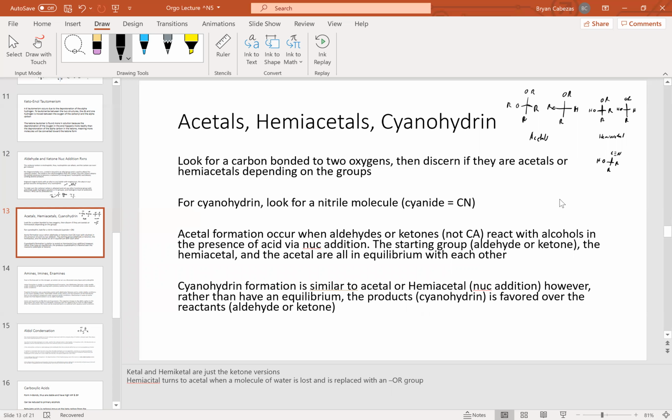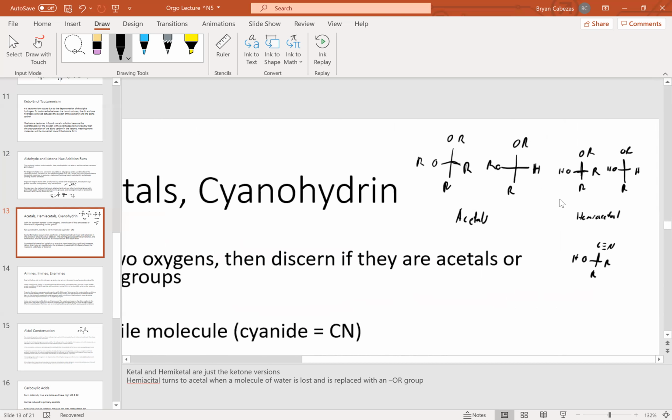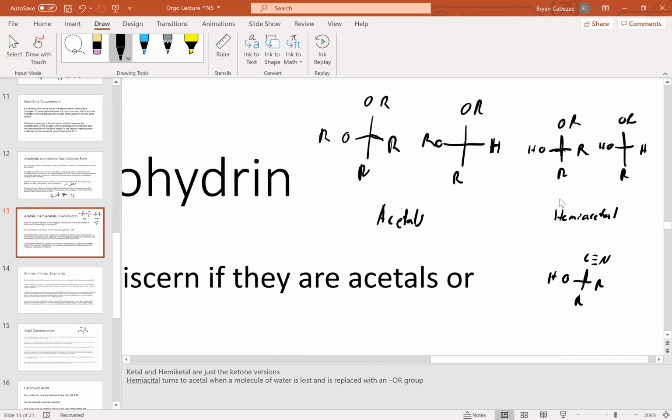Okay, so why are these relevant? Well, basically they're found a lot in biochemical molecules, like carbohydrates. That's why they're important, and why we are studying them. But first, how do we form these groups? So I'm just going to erase this now.